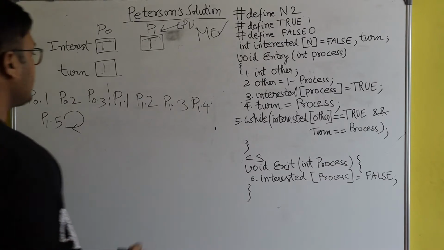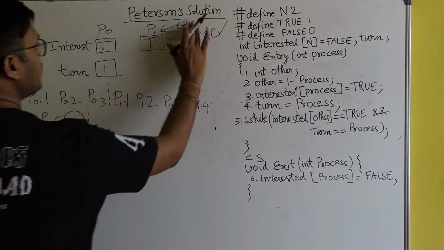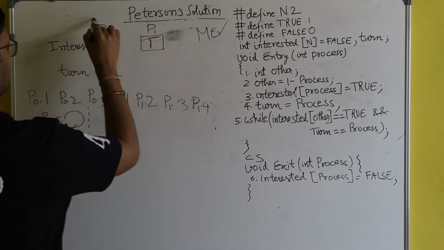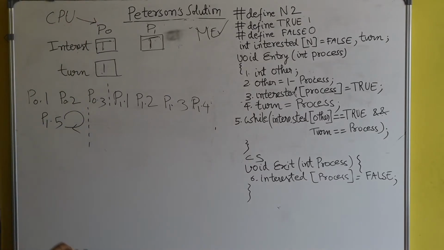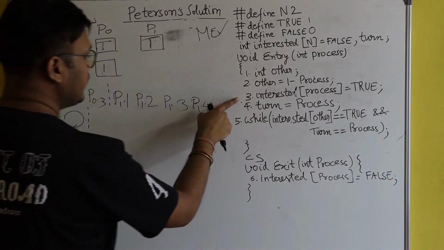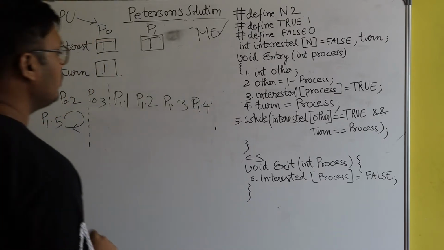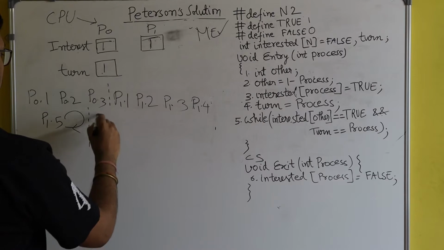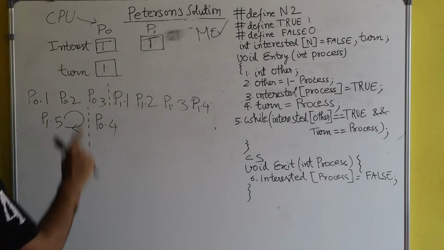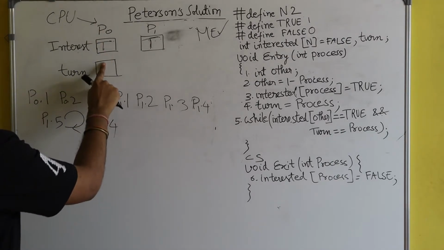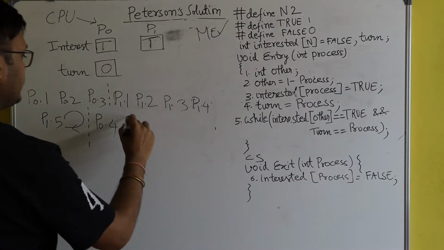Okay. So at this time, suppose context switching happened, and now CPU is given to process P0. Process P0 executed till line number 3, and now process P0 will execute line number 4. Turn is equal to process, so now turn will become 0. And after that, process P0 will execute line number 5.